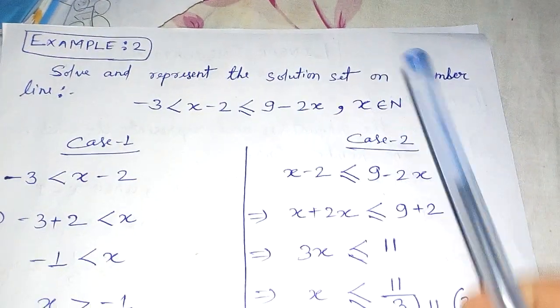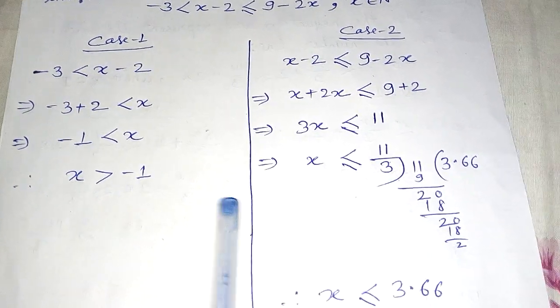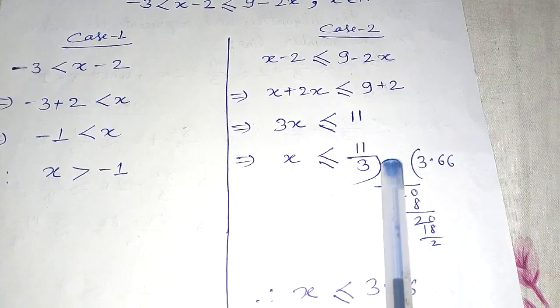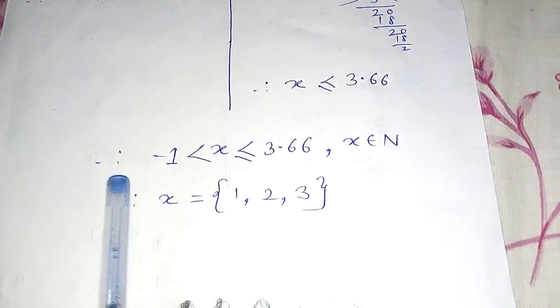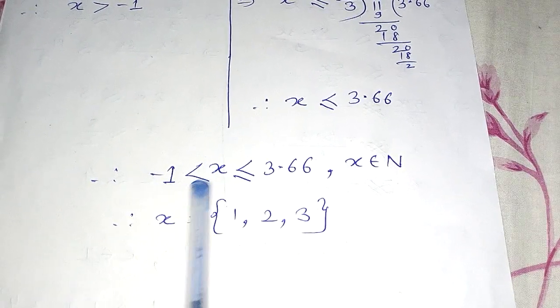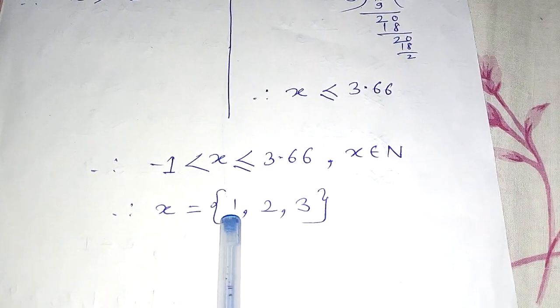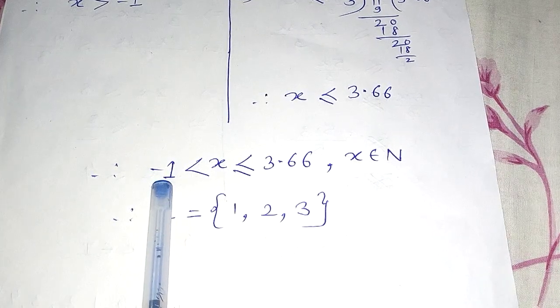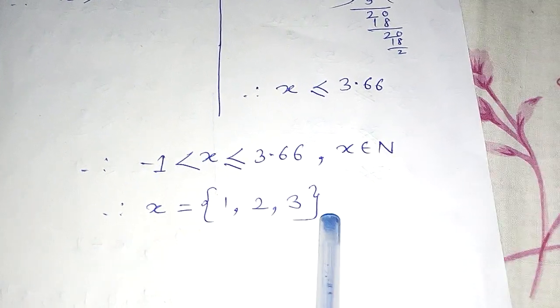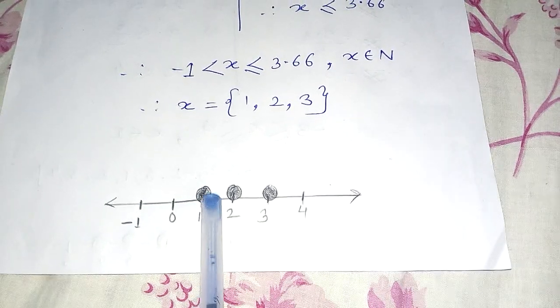Now example 2 also I want to explain, it is natural numbers. When you find the solution, here you got x is greater than minus 1, and here you got x is less than or equal to 11 by 3, which is 3.66. So x is greater than minus 1 but less than 3.66. But N means natural number, that means we can take only 1, 2, 3. Why? Because a negative number cannot be taken in natural numbers, and 0 also cannot be taken. Why not 4? Because x is less than 3.66, that means we cannot take 4. That's why we will make a number line of 1, 2, 3.